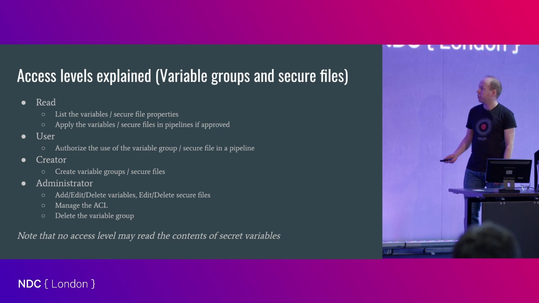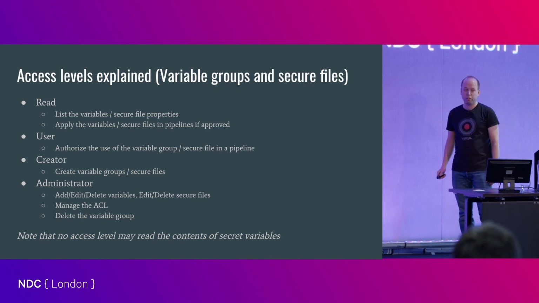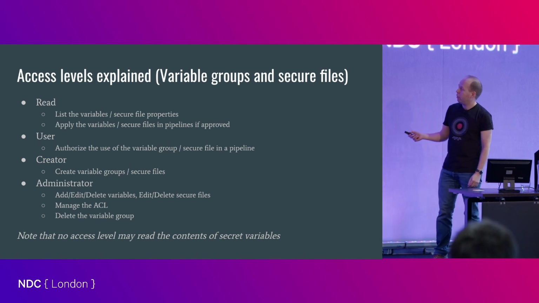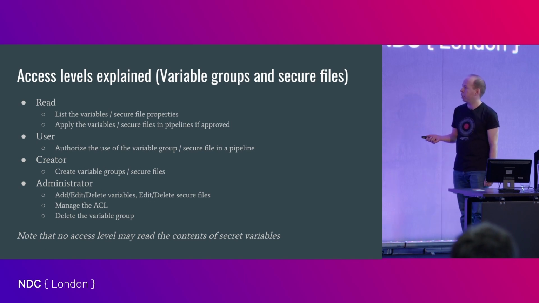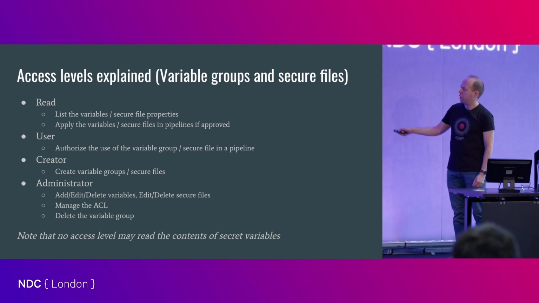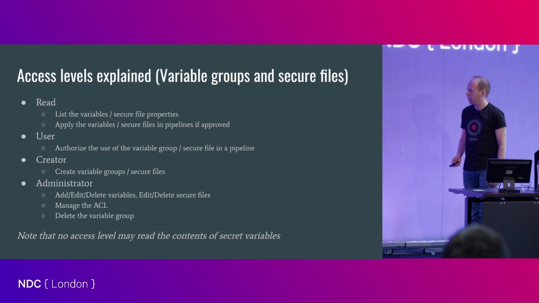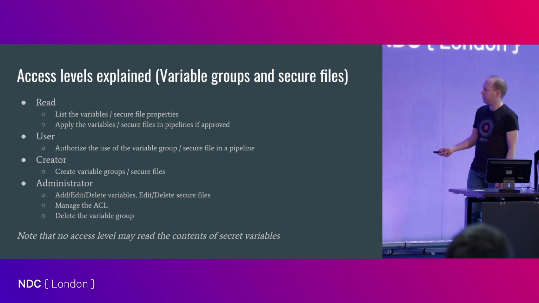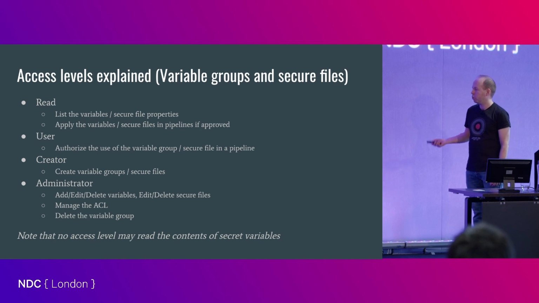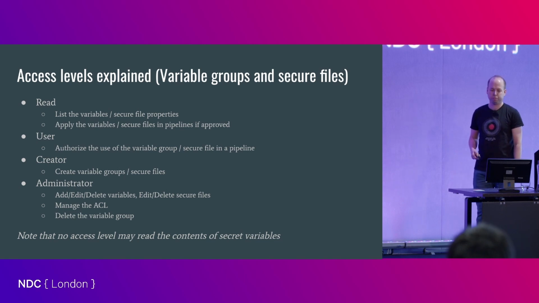These are the different access levels that exist for variable groups and secure files. The read level is the base level where you can just list which variables exist and apply them in a pipeline if they're already approved. The user level means that we're allowed to authorize the use of the variable group or secure file in a pipeline. That's the important one. Then comes when you have ACL access, so you can change who has these roles. But you can note that none of the access levels, not even the administrator, has read level access for secrets.